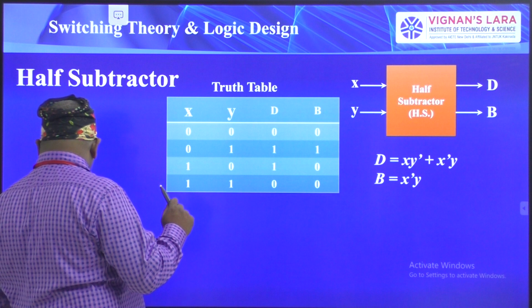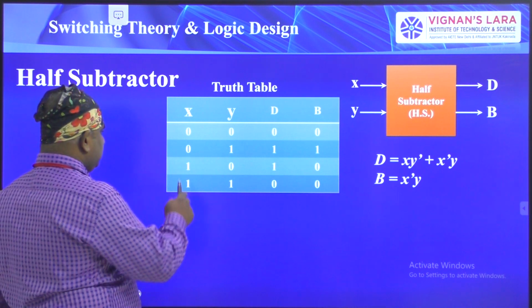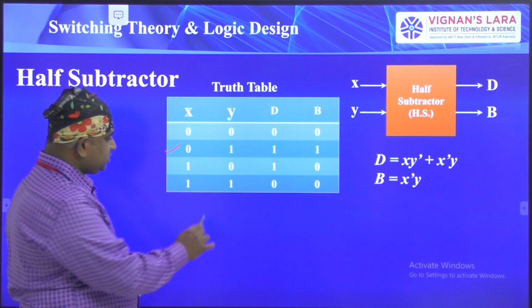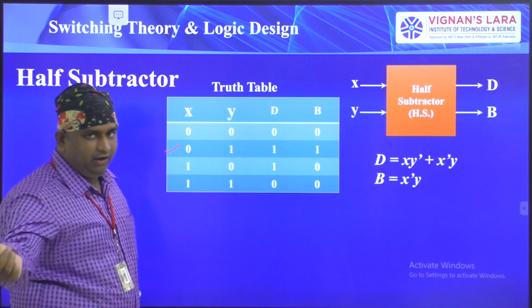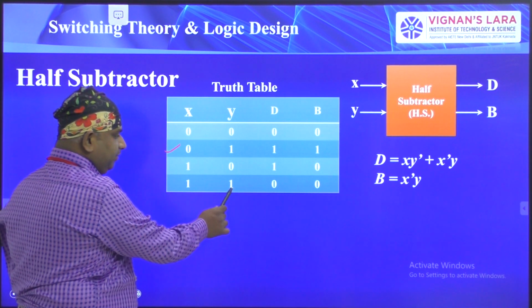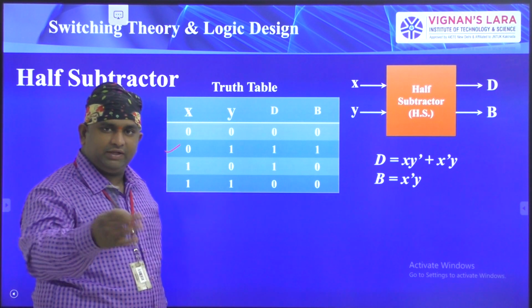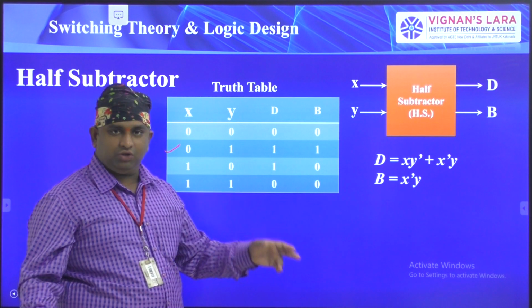Next, wait for this case, I will explain this case at the last. 1 minus 0, the difference is 1 and borrow is 0. And 1 minus 1, the difference is 0, and borrow is also 0.